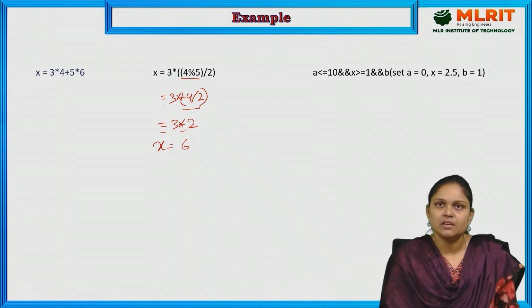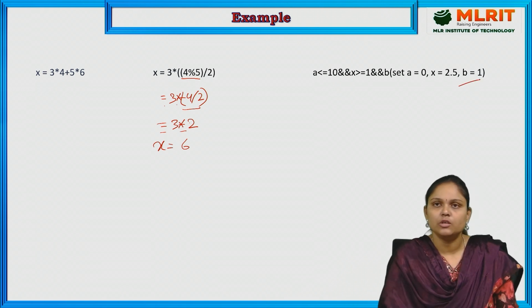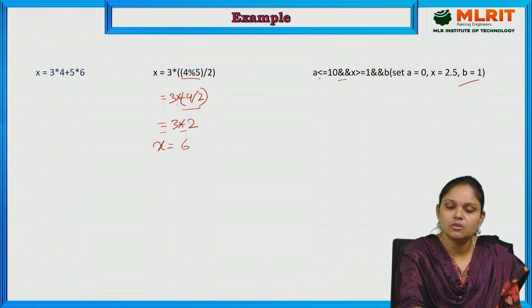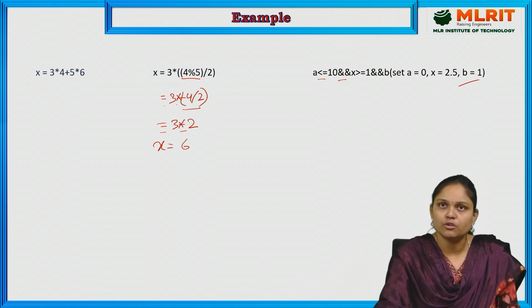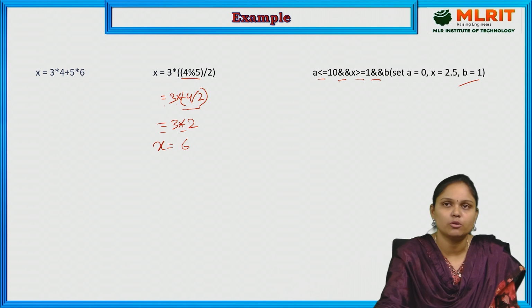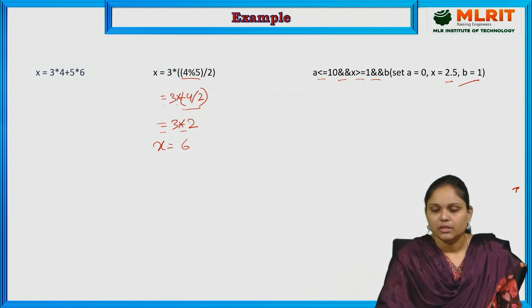And the next example is a less than or equals to 10, and this is a logical AND operator. Less than or equals to is a relational operator. Greater than or equals to is a relational operator, and then the logical AND operator. And we are taking a value as 0, x value as 2.5, and b is equals to 1. So here the priority.